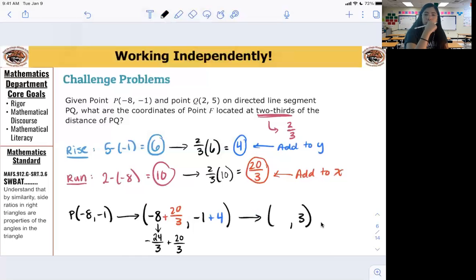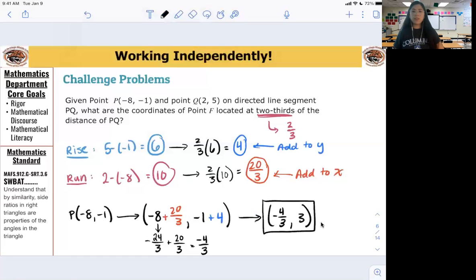It's negative 24 plus 20. Good, Emily. Negative 4. So I end up with negative 4 over 3. That is my final answer. Negative 4 over 3, comma 3. So just adding and subtracting fractions is not going away. It never has and it never will. Do I have any questions on that?